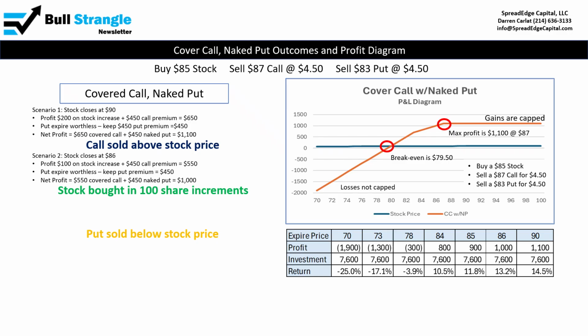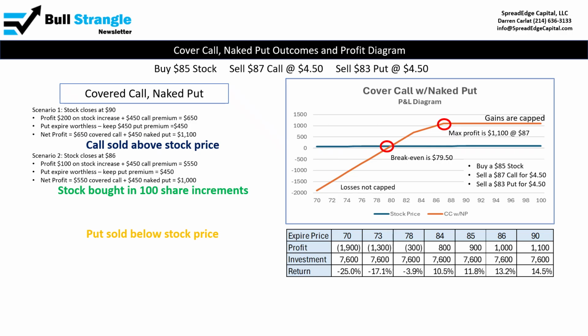Scenario 2 is it closes somewhere between where you purchased it and below the strike price. In this case, you're going to still have the stock. The call's going to expire worthless. Of course, the put will as well, because we're way above that. And in this particular scenario, we will have gained a total of $1,000.